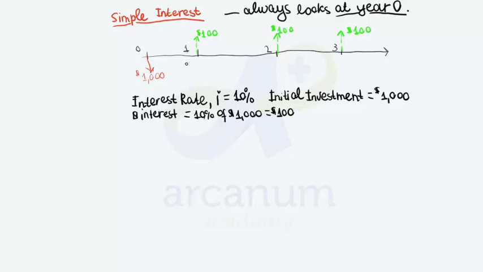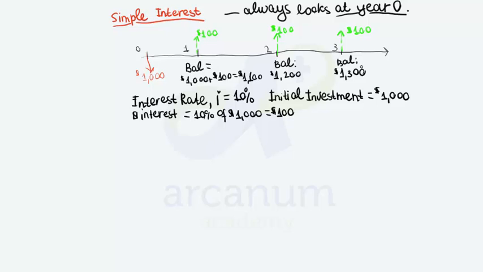So our balance in year 1 will be our original investment of $1,000 plus the $100 interest, which is $1,100. Our balance in year 2 will be $1,200, which is balance in year 1 plus again $100 of interest. And balance in year 3 is going to be $1,300.